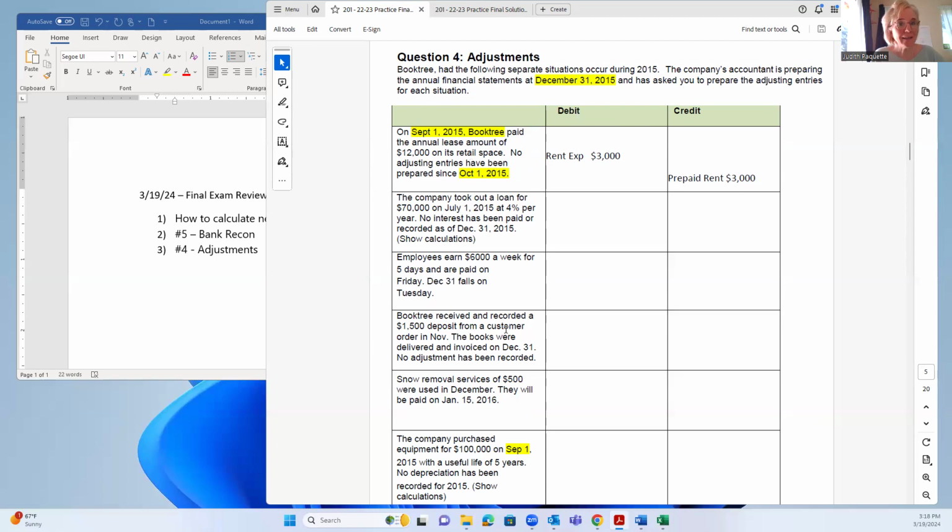Booktree received and recorded a $1,500 deposit from a customer in November, okay? So this is a bookstore. The customer said, I want that Harry Potter book. And I want 20 Harry Potter books. And we said, we don't have them yet, and in order to order them, you have to prepay them. So the customer prepays for them.